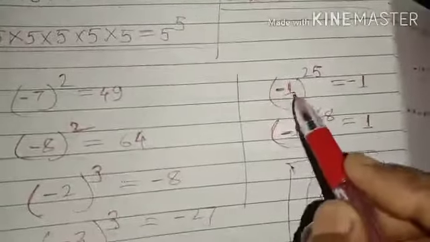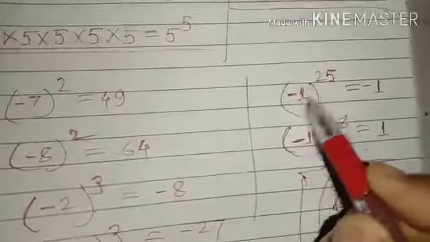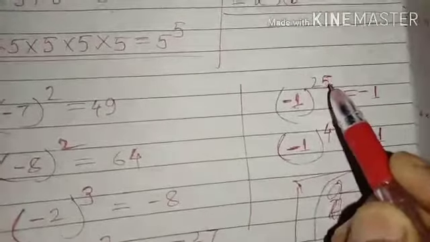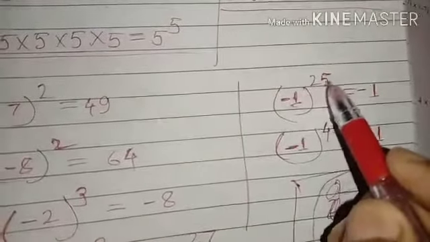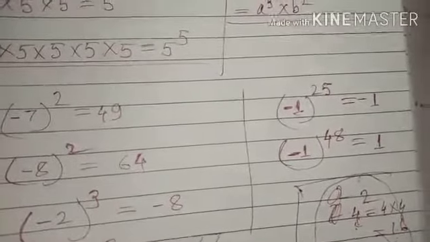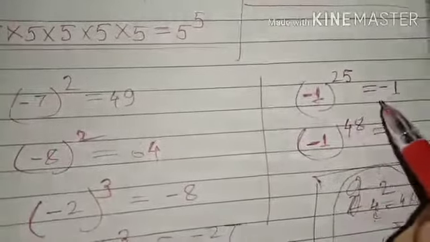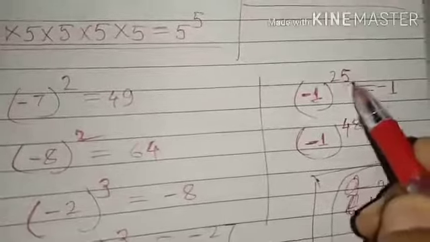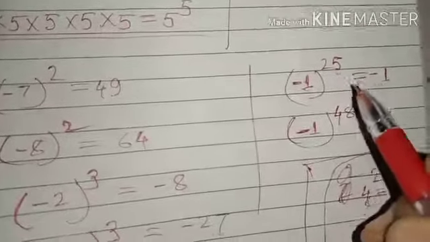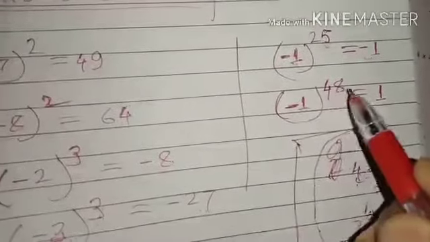Suppose another example, minus 1 whole to the power 25. That means minus 1, the base is negative, but the power is an odd number. So your answer will be minus 1. Because minus 1 whole to the power 25 means minus 1 into minus 1 into minus 1 like that. You multiply minus 1 by 25 times. So you definitely will get minus 1, not plus 1, because this is an odd number. Clear? Minus 1 whole to the power 48, you will get 1, because 48 is an even number.